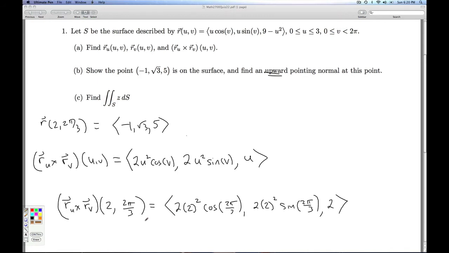So 2u squared is going to be 8. The cosine of 2 pi over 3 is negative 1/2. So 8 times negative 1/2 is negative 4. I get 8 times the sine, which is radical 3 over 2. So I get negative 4, 4 radical 3, 2. Now how do I know this is upward? Well, upward means positive z component. And so that'll do it for part B.